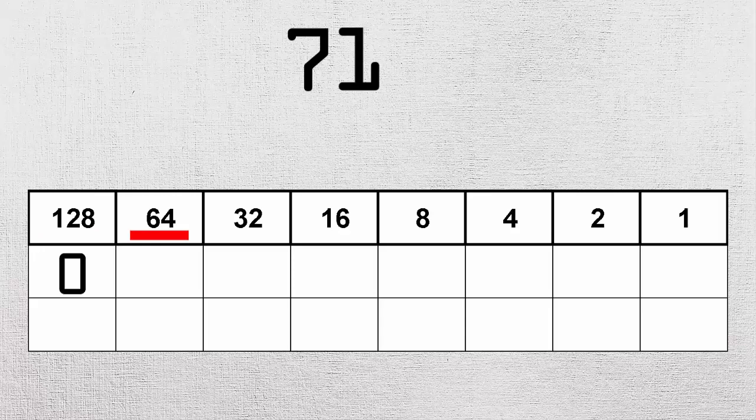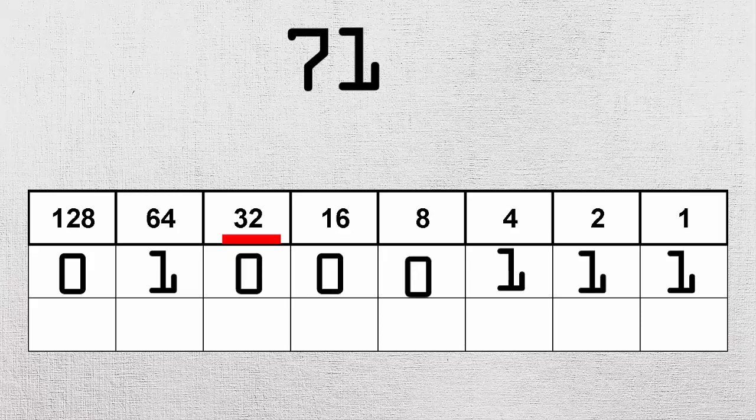Next bit, 64. Is it bigger than 71? No, so we put it as 1. Next bit, 32. Since we have 64 as 1, we have to check by adding the next bit to all the bits that are on. 64 plus 32 is now 96. Is that bigger than 71? Yes, so therefore we keep 32 as 0. And you keep doing this until you get right to the last bit and you're done.